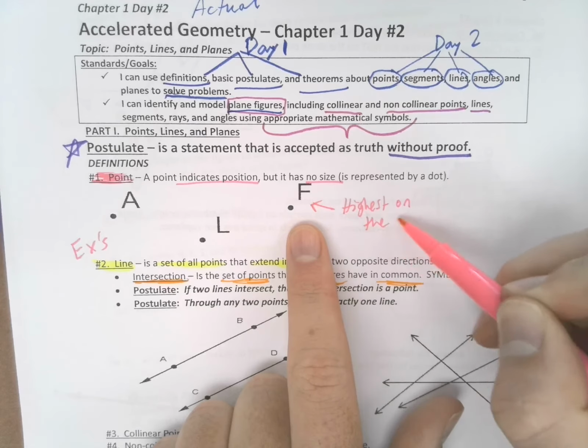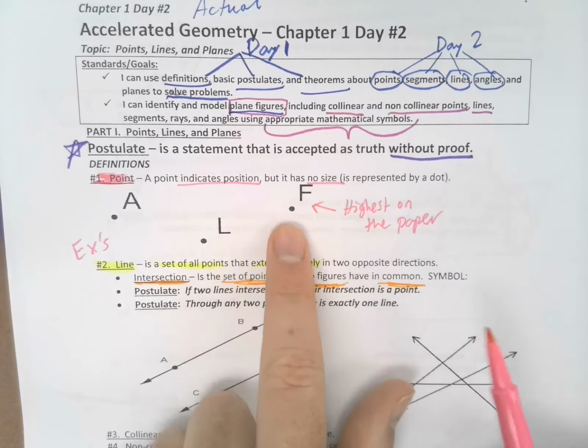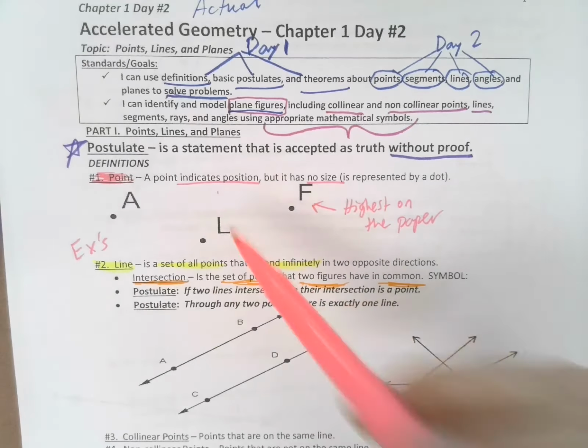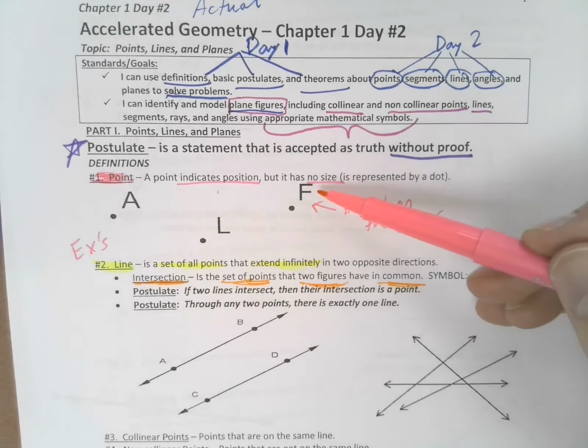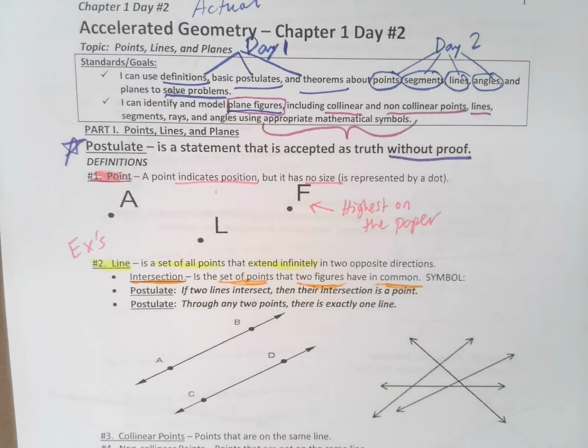on the paper. Of course, I'm not talking about drugs. I'm just talking about how this point is currently the highest point up on the paper. So it represents position. You could say point F is to the right of point L and point A. But we couldn't say, point F is bigger than point A or point L is smaller than point F. These dots don't tell us anything about size.